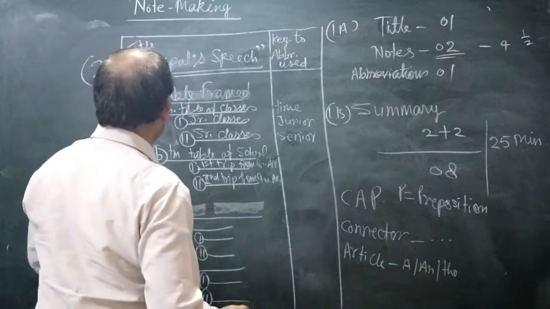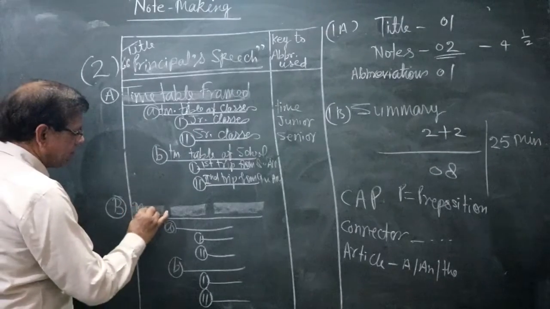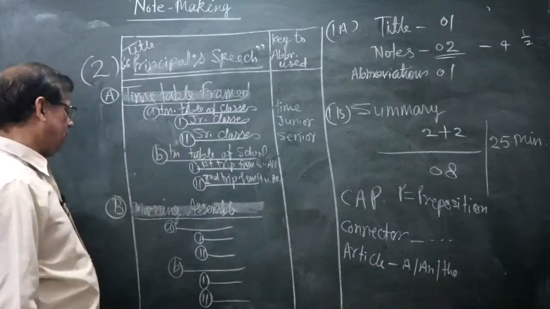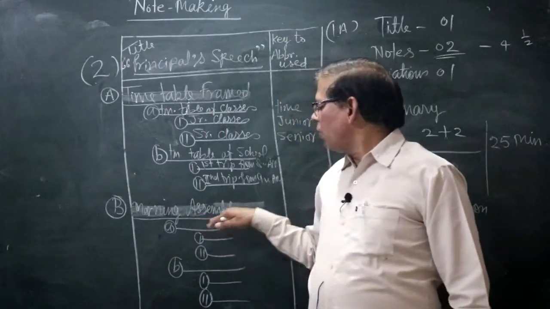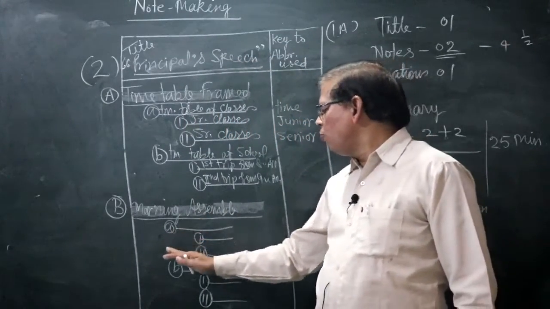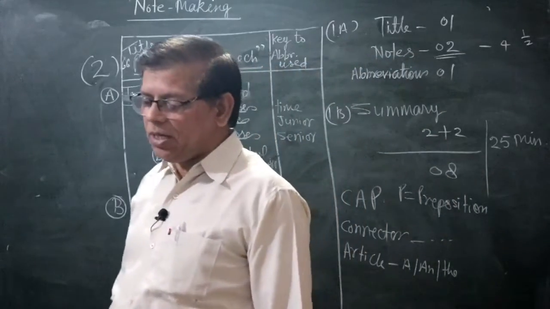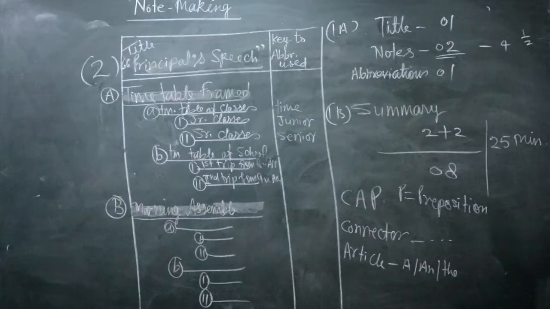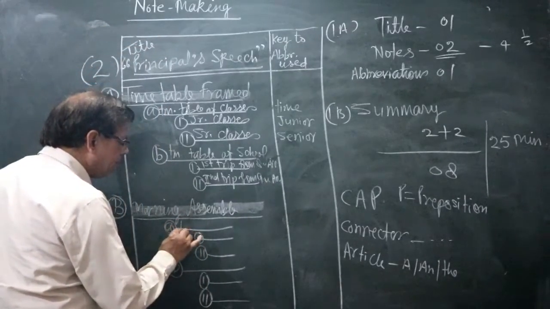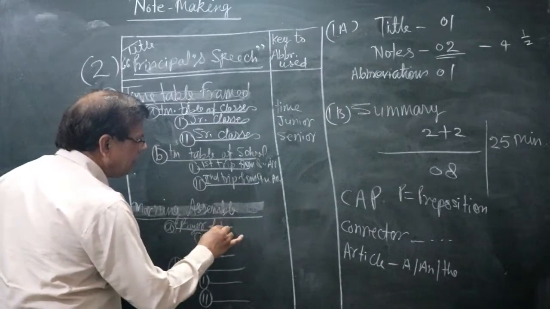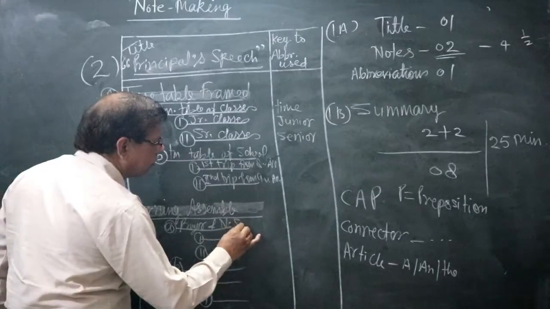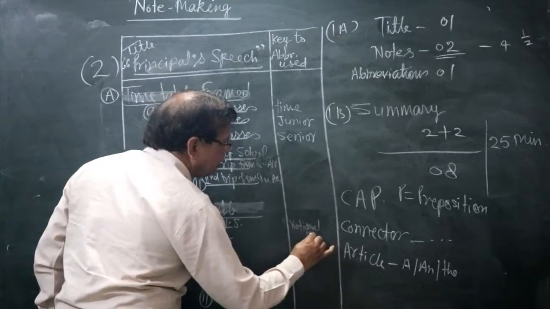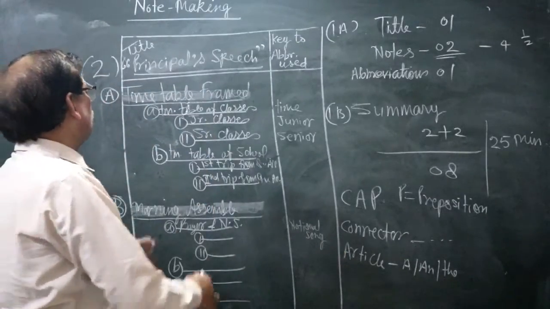Now the second main point, morning assembly. In the morning assembly, there are two main headings. These two main headings in the morning assembly are prayer and national song, news views. Okay, prayer and national song. Abbreviation, national song. In this way, you shall be able to make notes.